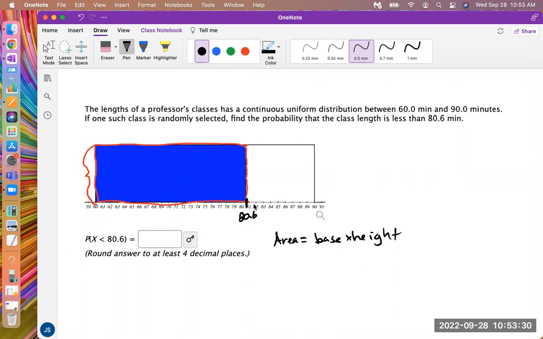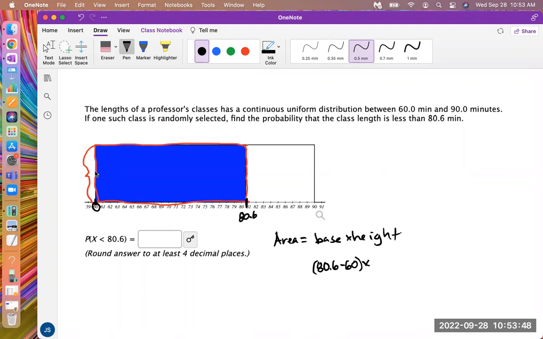That's the end point here. That's where the rectangle is stopping. And then on the other side, it's stopping at 60. So to find the base, I have to do 80.6 minus 60.